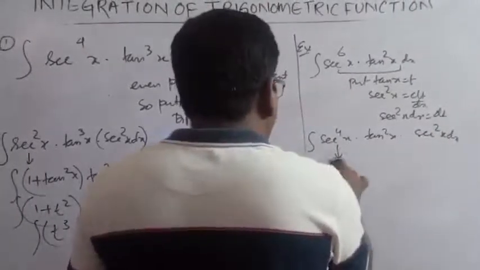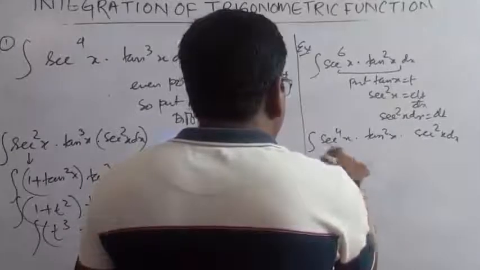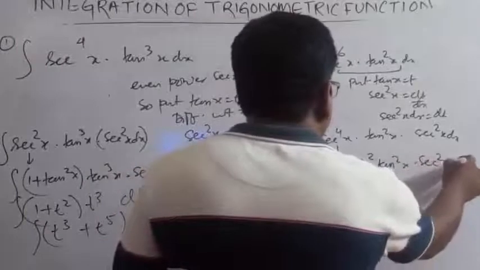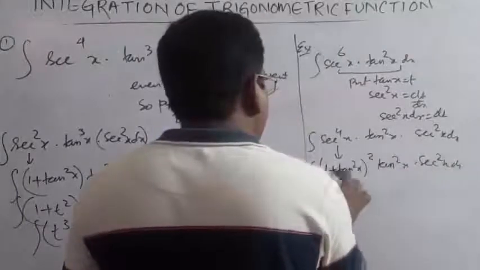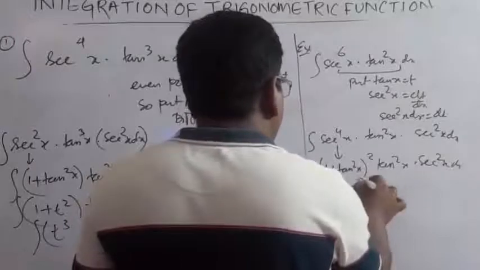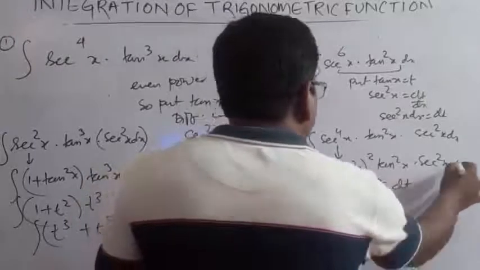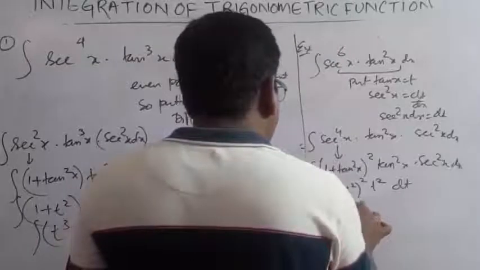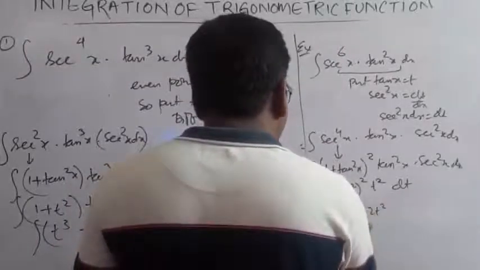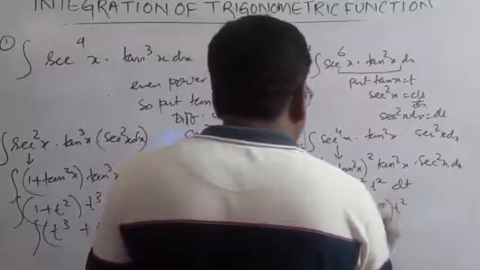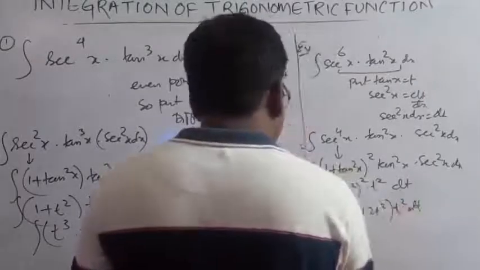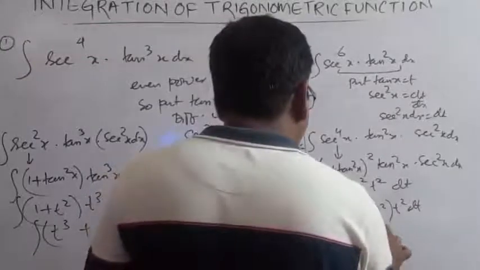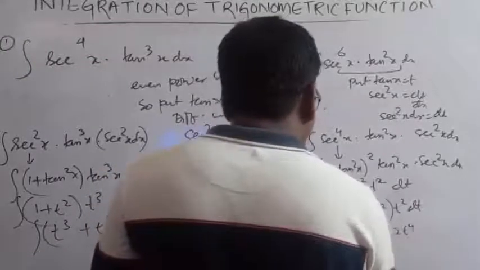So sec square means 1 plus tan square x whole square into tan square x into sec square x dx. So this is equal to 1 plus t square whole square t square into dt. Okay. So this is equal to 1 plus t 4th plus 2t square into t square into dt. Clear? So this is t square, t 6 and this is 2t 4th into dt.